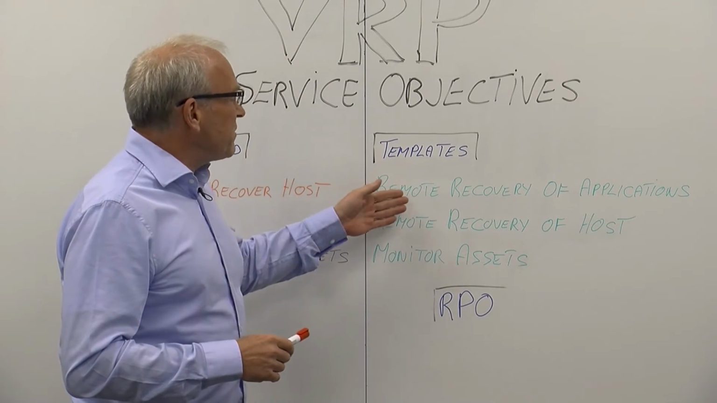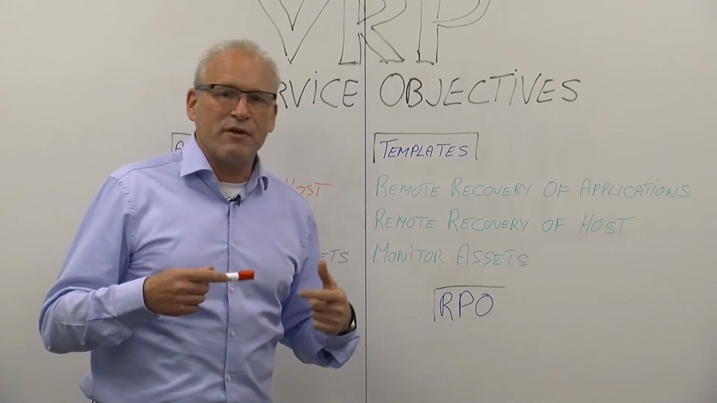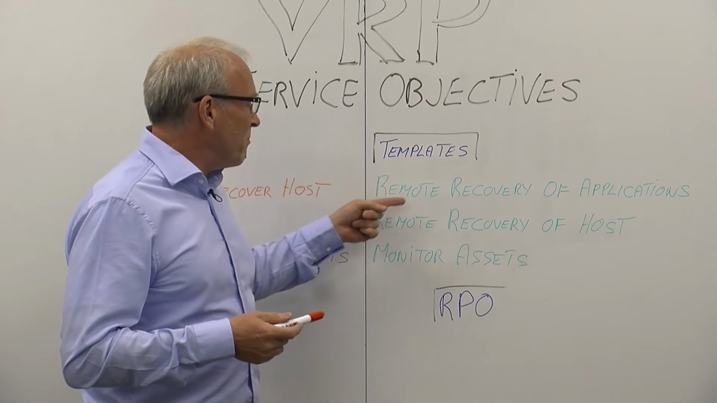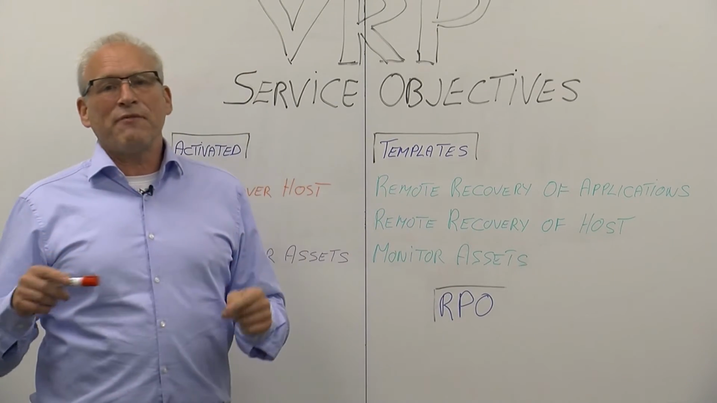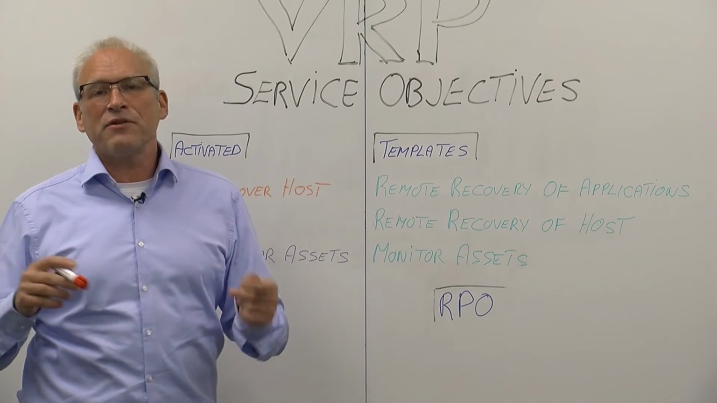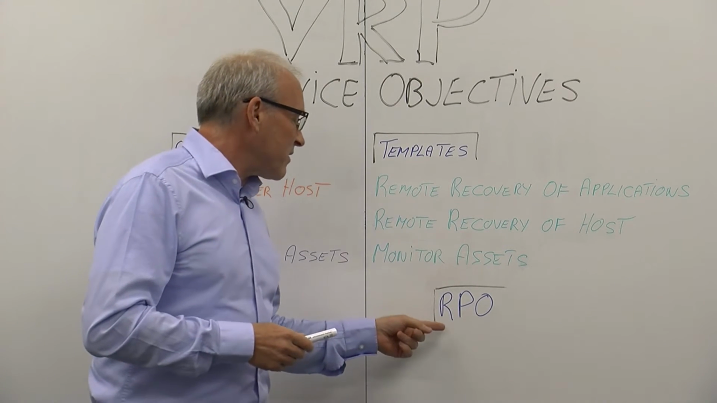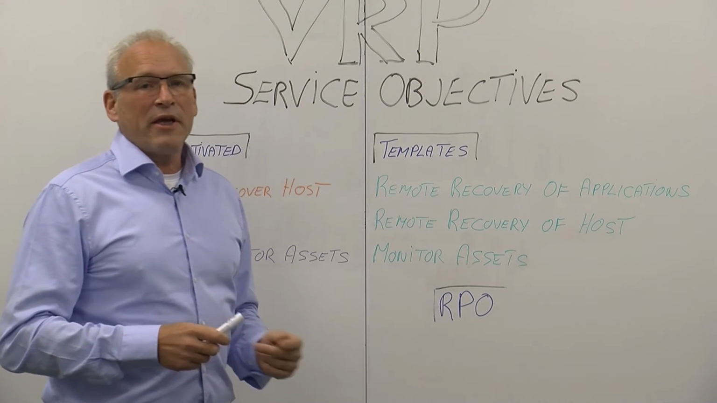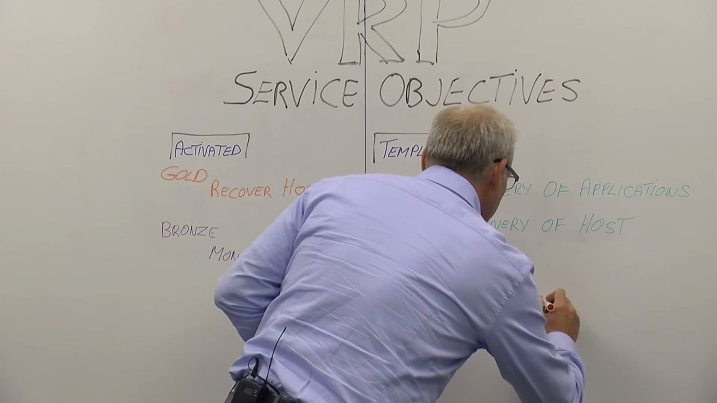When you go in and activate one of these, there's something you have to define inside. When you set up a remote recovery of application or remote recovery of host, you also have to specify which DR site it has to fail over to. Another thing in here is that we can define an RPO, recovery point objective, and there we can put in a time, like 10 minutes.